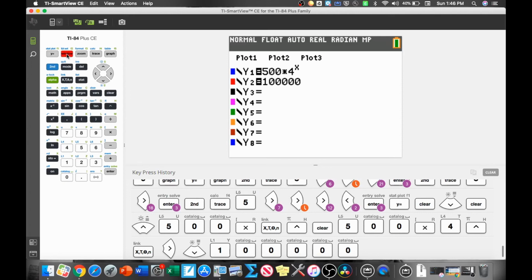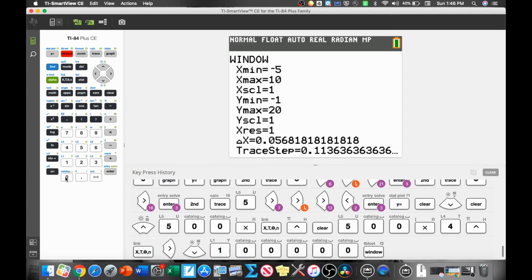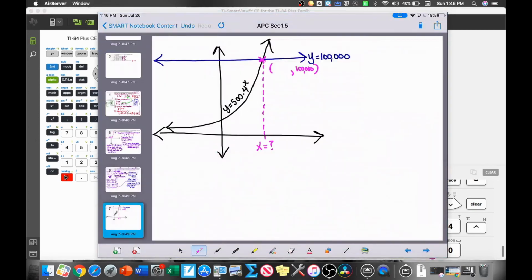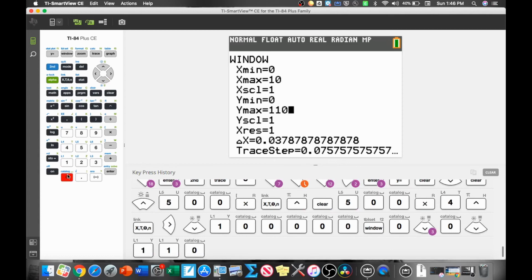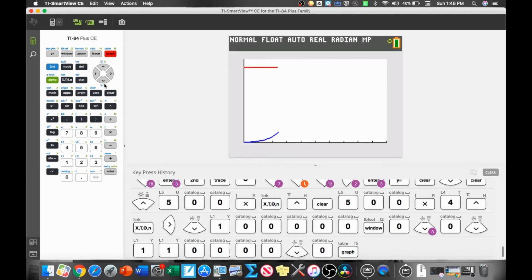So for my window, I am going to put my x minimum at 0. And I'm going to put my x maximum at 10. I'll leave my x scale at 1. My y minimum, all this action is happening above the x-axis, so I'll just put a y minimum of 0 in. And I will put a y maximum in of, and since I know that I'm looking for the intersection when y is 100,000, how about if I put 110,000? And I'm definitely going to turn that y scale off because otherwise it's going to look crazy. And then I'm going to go ahead and graph it.